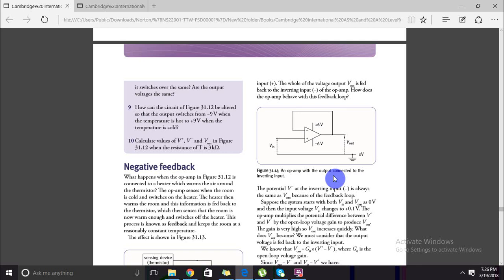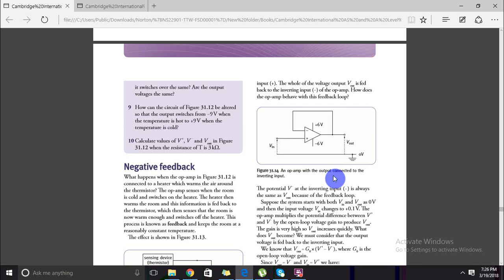So this process is known as feedback, and it keeps the room at a reasonably constant temperature. Because if it were 15 and at 15 it switches on, it's going to keep heating the room. That doesn't make sense. You're going to get boiled unless you have negative feedback that's saying it's warm enough now.